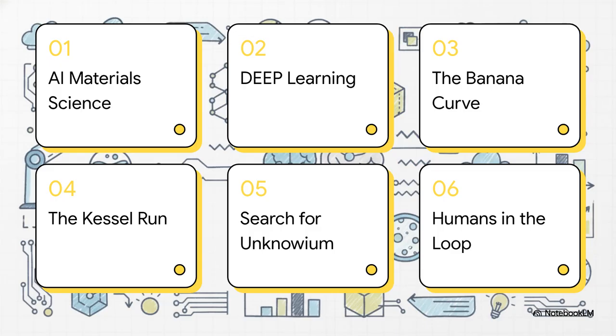So, here is our syllabus for today's lecture. 1. Welcome to AI Materials Science. 2. The Deep Learning Framework. 3. Breaking the Banana Curve. 4. Navigating the Kessel Run. 5. The Search for Unknowium. And finally, 6. Keeping Humans in the Loop. Let's get right into it.